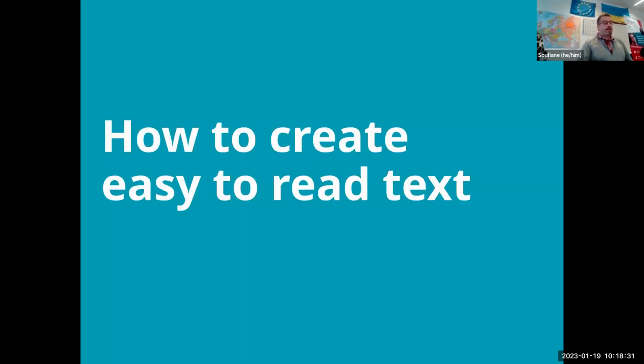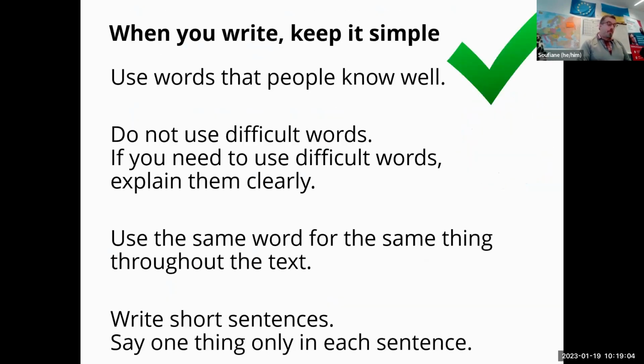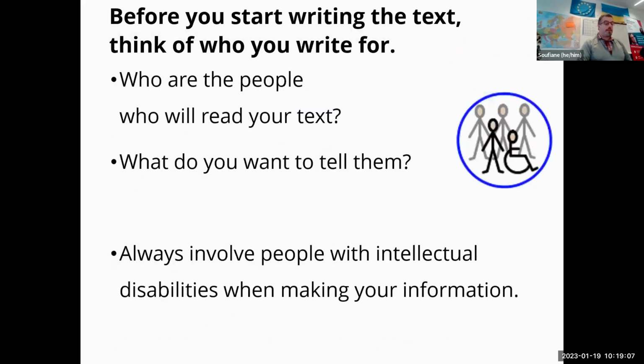Now, here are some key tips for creating easy to read text. These rules can be used by your organization to make your documents easy to read. I've given you some basic rules already, but when you begin writing an easy to read text, you need to think about these practical questions. 1, who is going to read this text? And importantly, what exactly do you want to say to them with this text? And again, it is very, very important that a person with an intellectual disability is involved in the making.